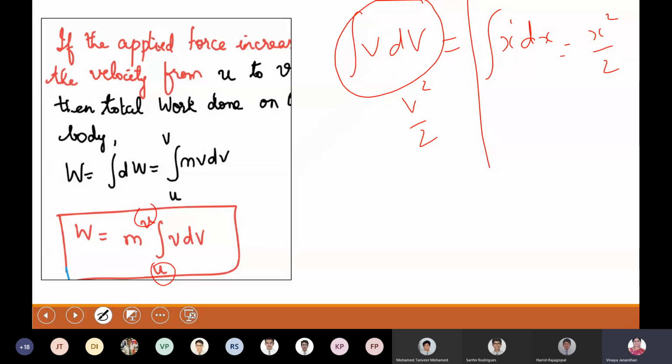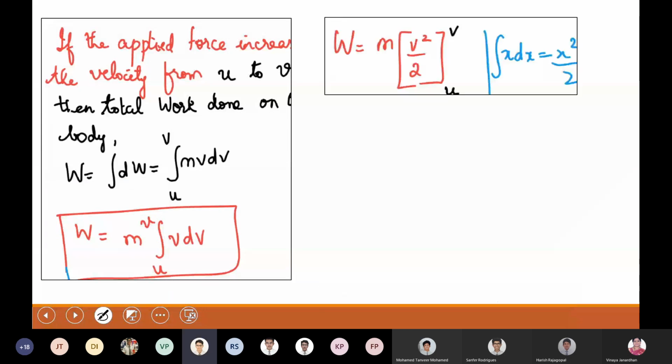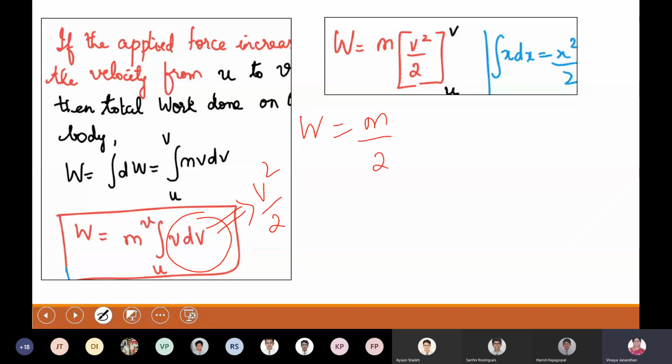Now, why m is taken outside? M is a constant. When the body is moving, mass will not change. Only velocity will change. Are you clear, boys? X dx is x squared by 2. So, v dv becomes equal to what? V squared by 2. Now, you apply your limits. Apply the limits, boys. V will take upper limit first and then lower limit. Can I take half outside? Yes, ma'am. Because it's a constant. I'll take m by 2. Okay, m by 2.